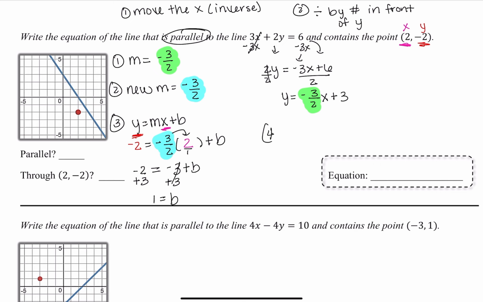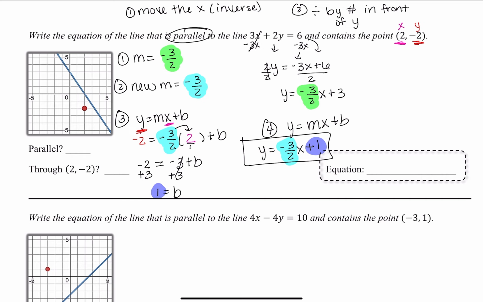And step 4 is write your new equation. Your new m is negative 3 over 2. And your new b is positive 1. So here, this is negative 3 over 2, and then my new m is here and here. And so you're going to do the exact same thing with the one underneath.